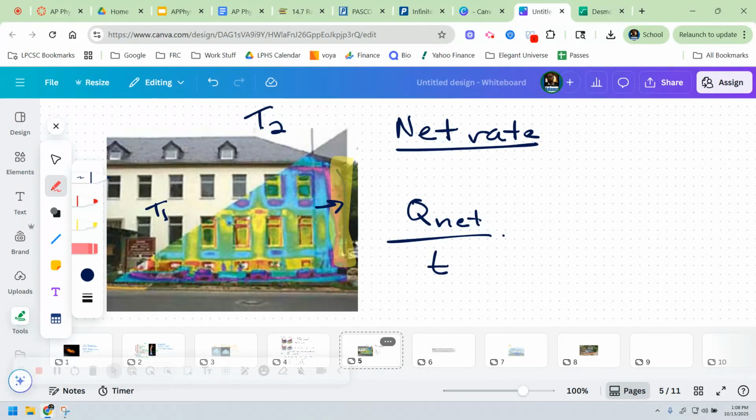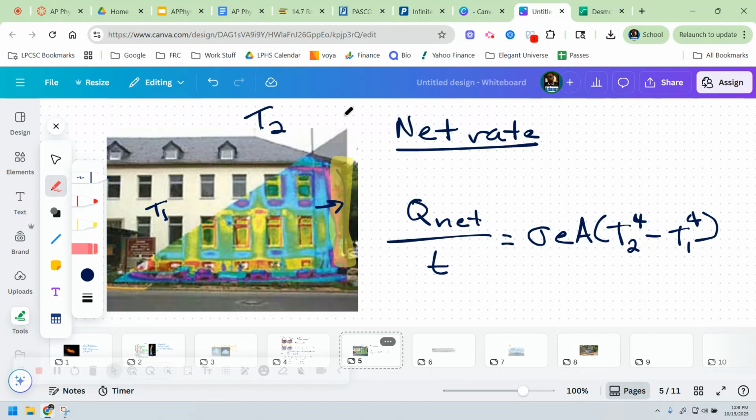Over time is equal to Stefan Boltzmann's constant times the emissivity times the surface area. And now in this case, we would do the difference in temperature. So this would be, you're basically calculating the rate and subtracting the two, right? Okay, so that's how you would determine the rate in which it transfers from the inside to the outside.